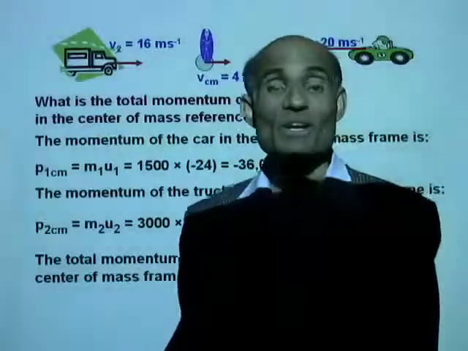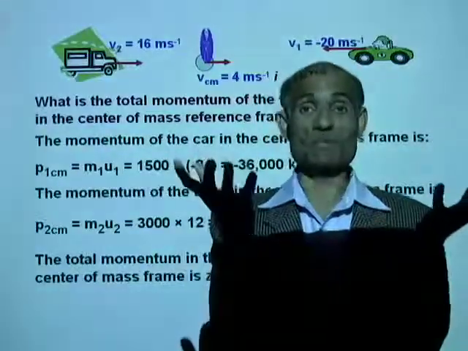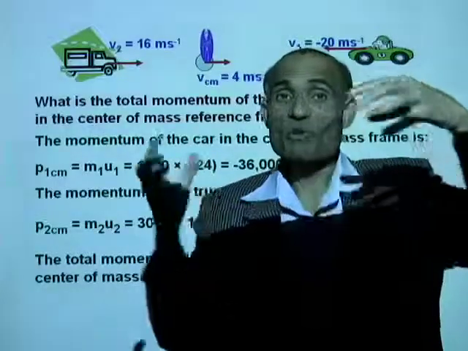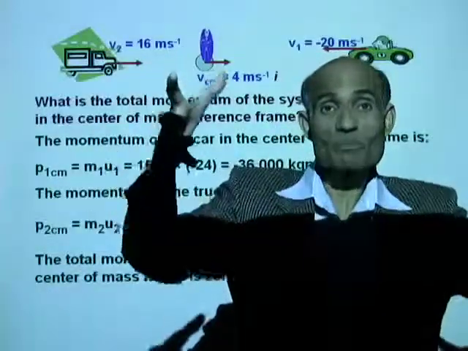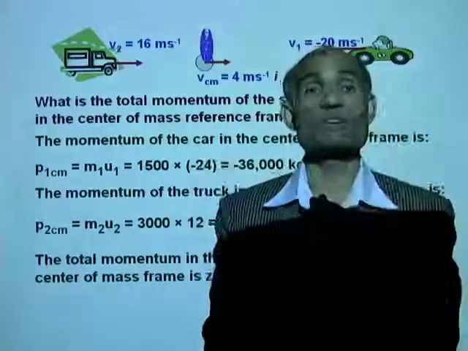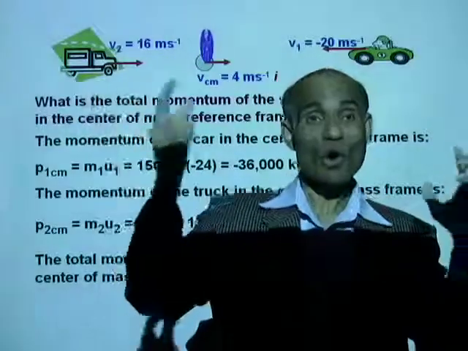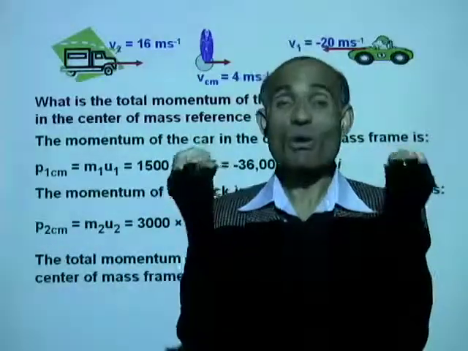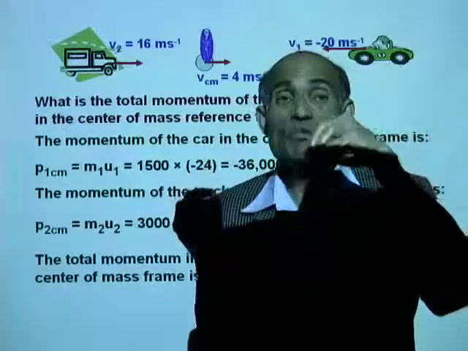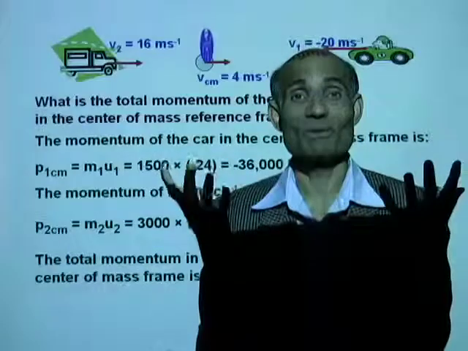That means if you now have a system of objects that are in motion, if you now measure the velocities of all the objects in that system from the center of mass reference frame and calculate the momentum of all the objects, the total momentum of the objects calculated from the center of mass reference frame will be 0.